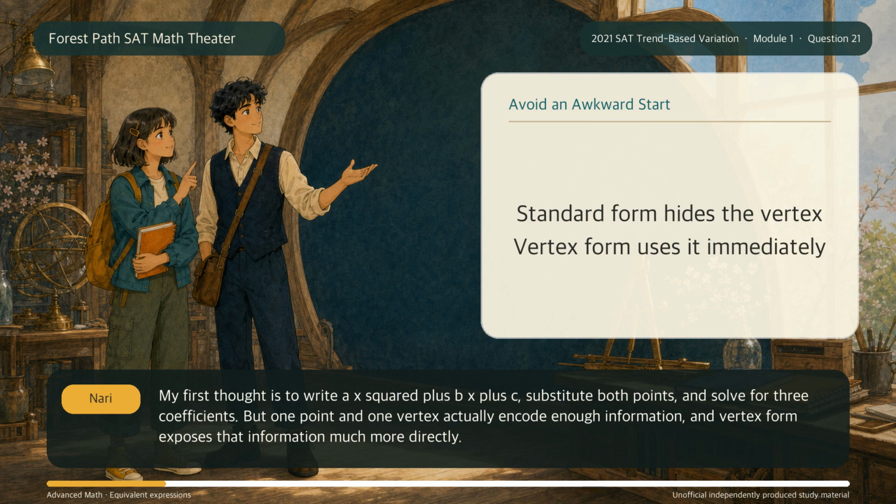My first thought is to write ax² + bx + c, substitute both points, and solve for 3 coefficients. But one point and one vertex actually encode enough information, and vertex form exposes that information much more directly.